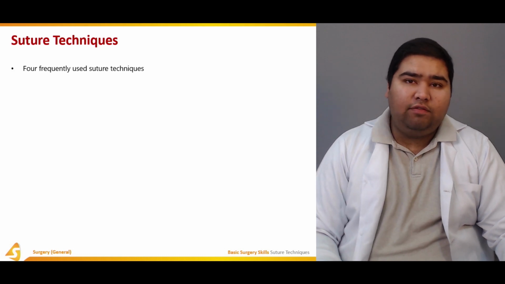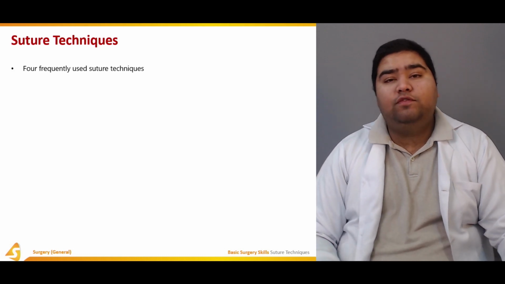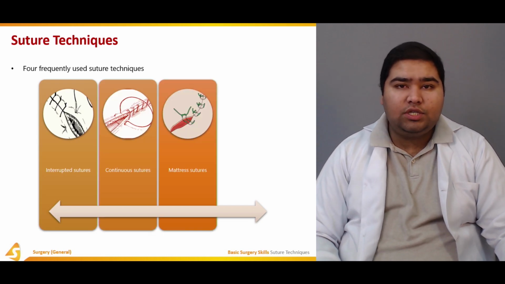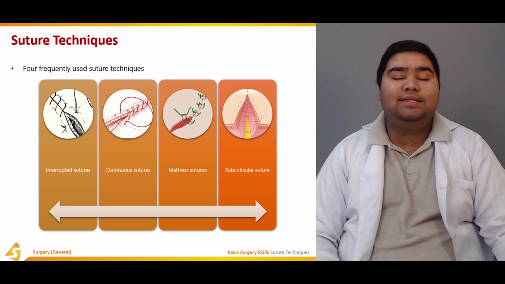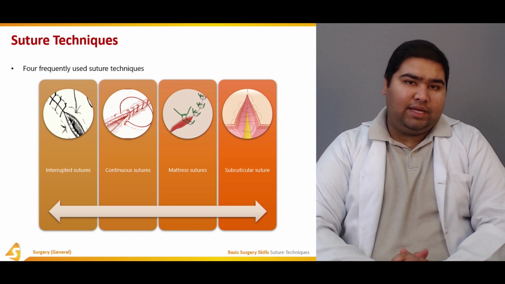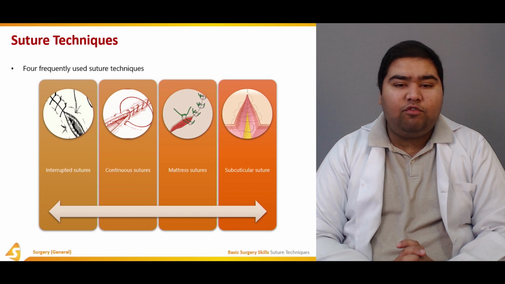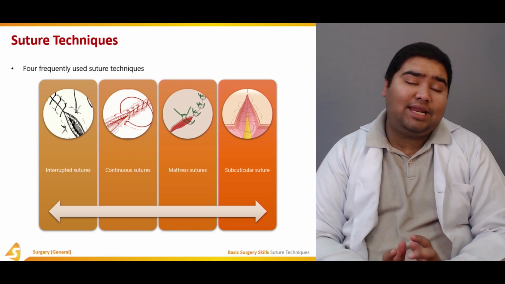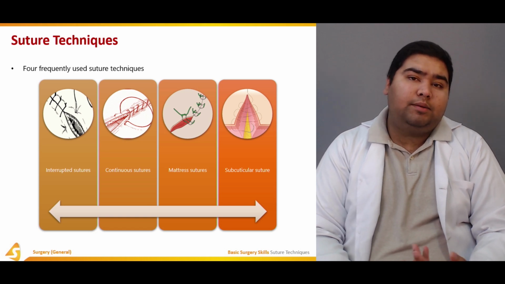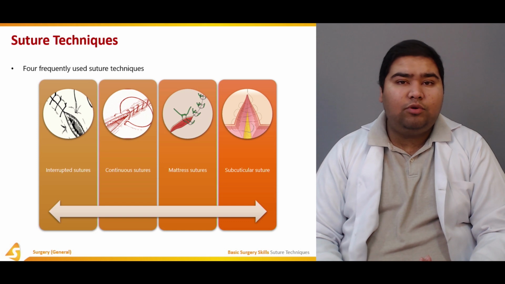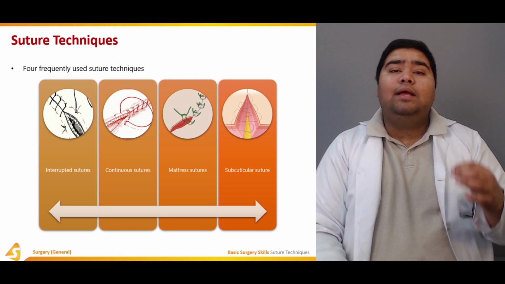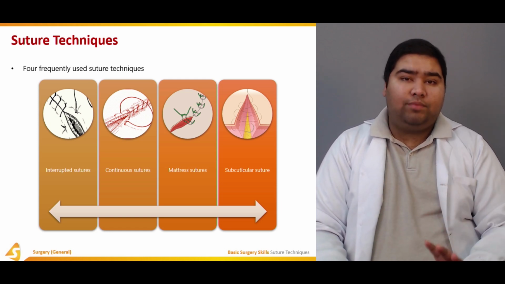So, starting off, there are 4 basic types of suture techniques. These include the interrupted sutures, the continuous sutures, the mattress sutures, and the subcuticular sutures. Before getting into the detail of them, I'll just give a brief overview. The interrupted sutures, as the name implies, are interrupted. These are the individual sutures which are performed at a 90-degree angle to the body. Then between the 2 planes, there's again 90 degrees. And then at a 90-degree angle, they exit from the body.